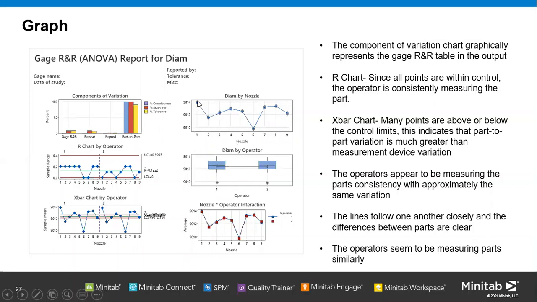Okay, so we have two operators, two times. Every operator does not have much difference between observation 1 and observation 2. Okay, so the operators seem to measure the similarity of the parts. Okay, so you can see all this information.